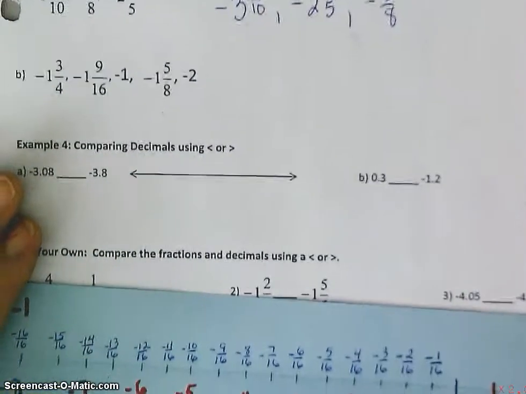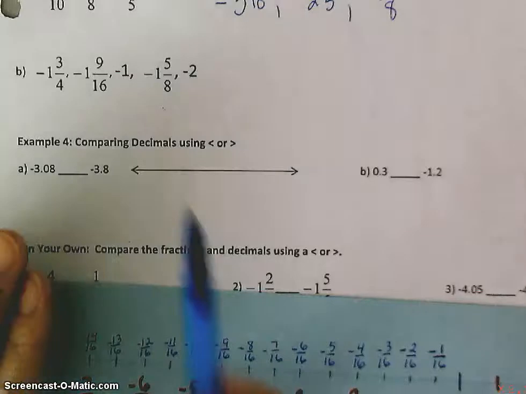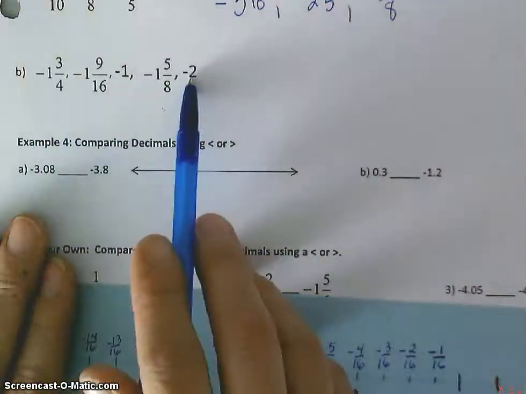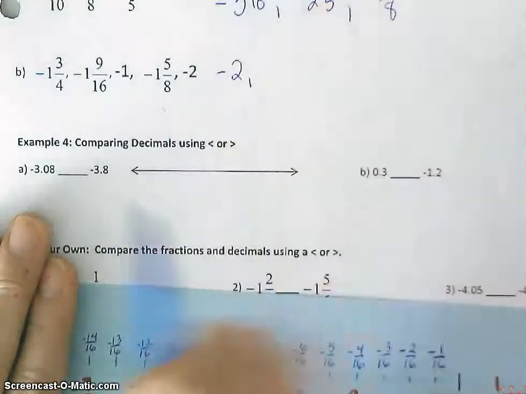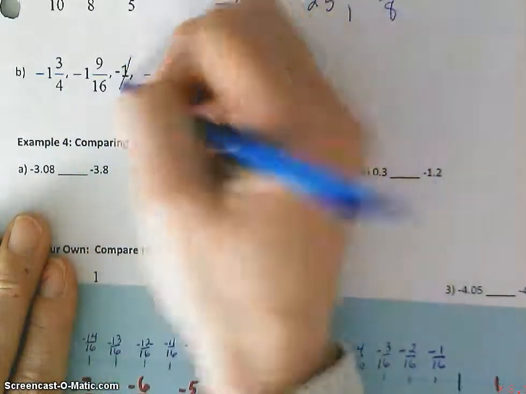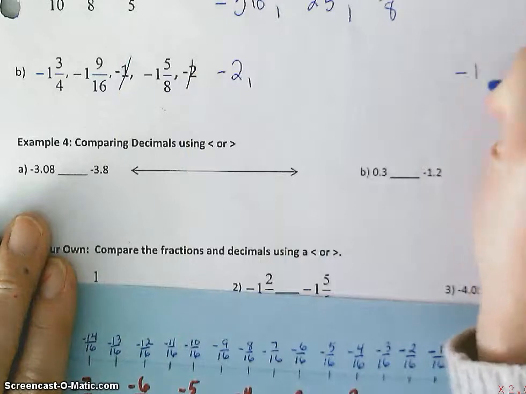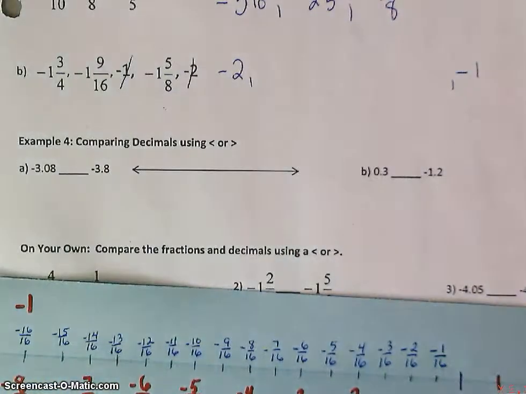Okay, let's look at B. It says -1 3/4, -1 9/16, -1, -1 5/8, and -2. So I need to put them in order from least to greatest. Well, most of them have a -1 except for this -2 here, so that would be my least. And also, most of them have a fractional part except for my -1, so he is going to be way on this other side because he's my bigger number. And now I just have to put in order my 3/4, my 9/16, and my 5/8.